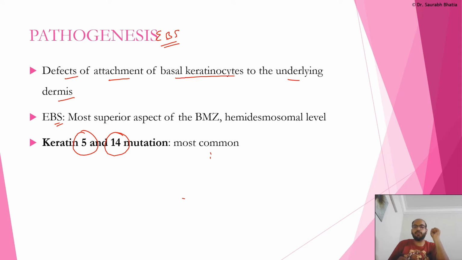In EB simplex, the problem is at the most superior aspect of the basement membrane zone, at the level of the hemidesmosome. So that's what we have explained, that at the base of basal keratinocytes, where keratin filaments attach to hemidesmosomes, that area is broken. Because of mutations of keratin 5 and 14, the cell is not able to properly attach to underlying structures.